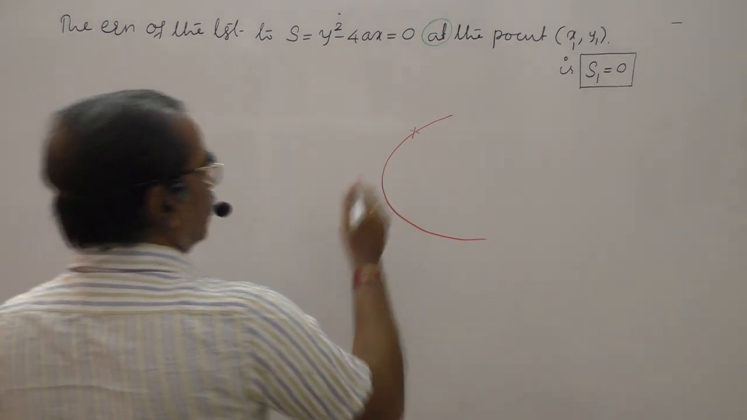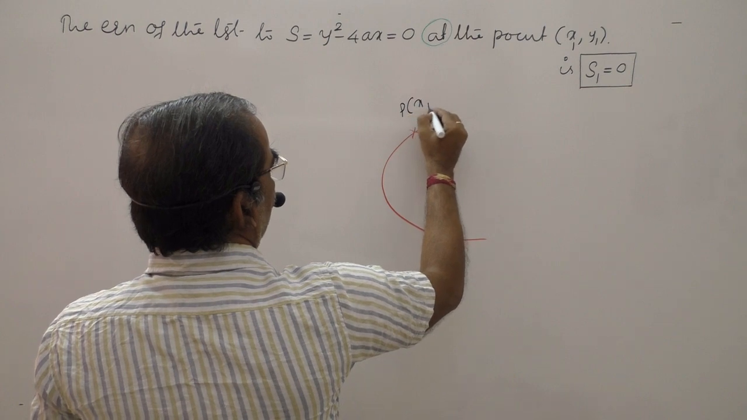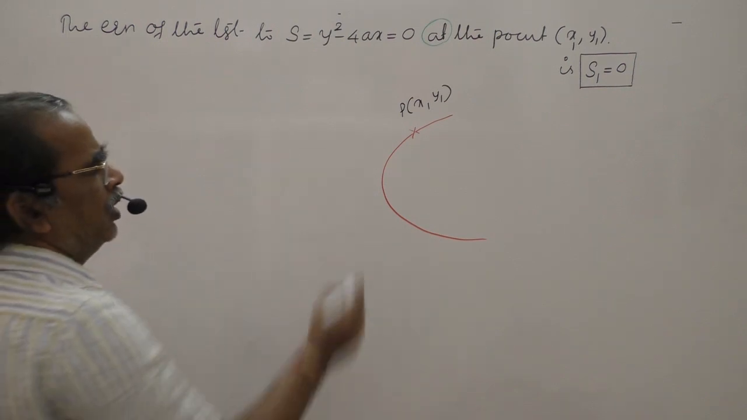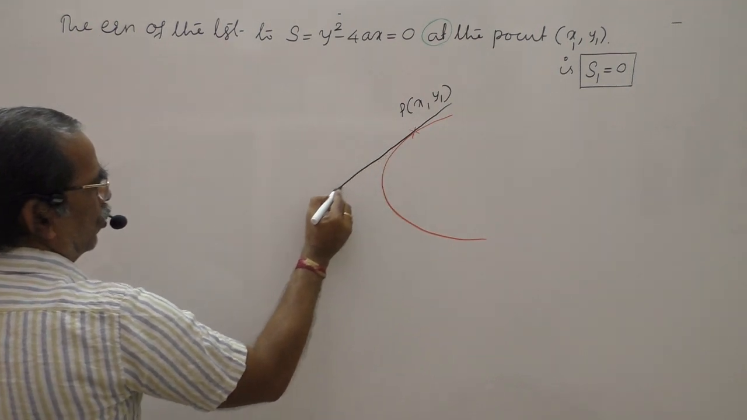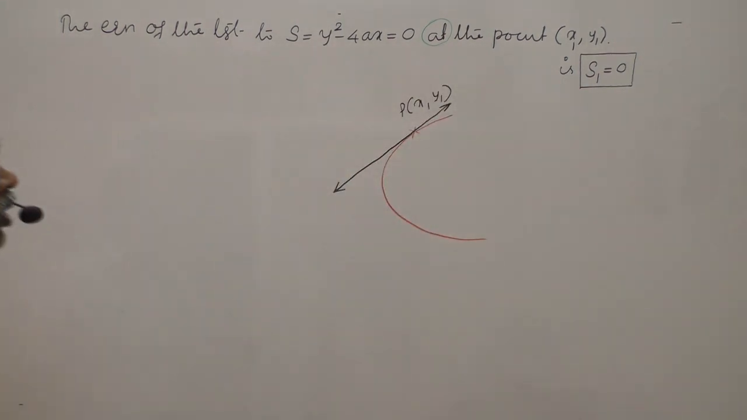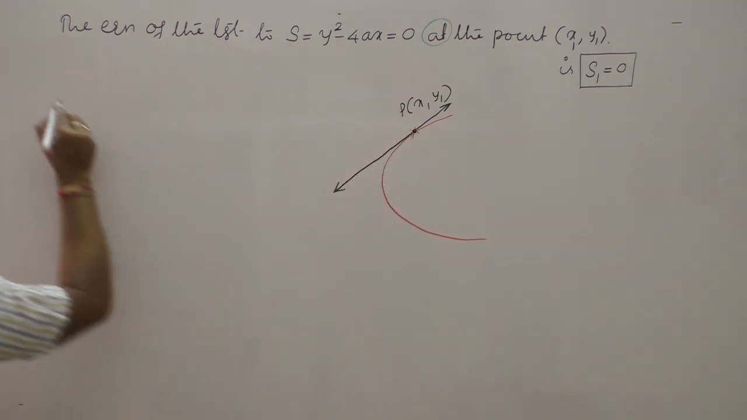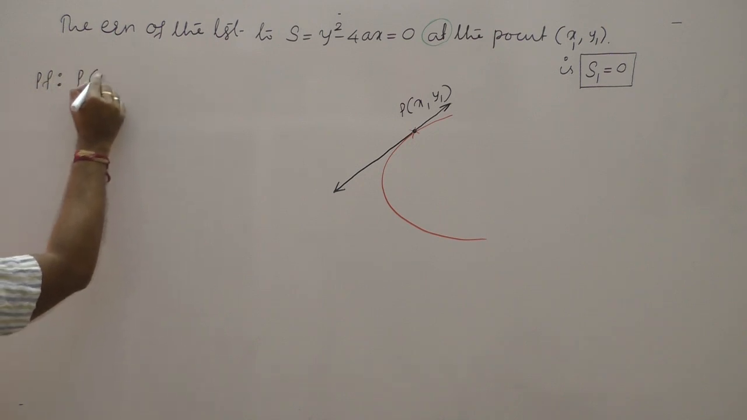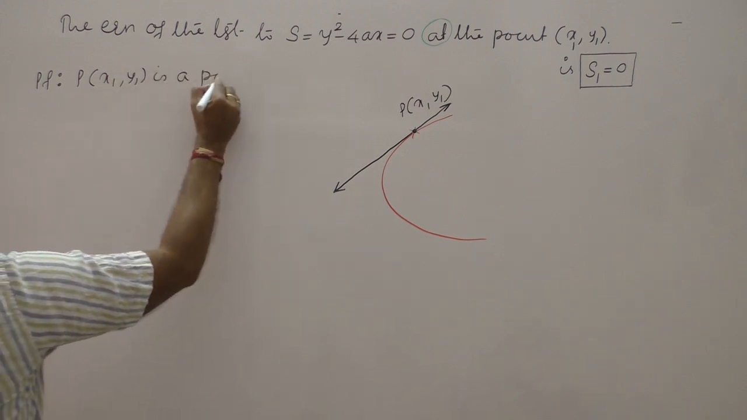So this word is important. Tangent at the point (x₁, y₁). That means we are finding the equation of the tangent to the parabola y² = 4ax at the point (x₁, y₁). So this is the tangent line. Now we will show it is S₁ = 0. First of all, we are finding the tangent at a point on the curve. See its proof. Here the point (x₁, y₁) is a point on the parabola.